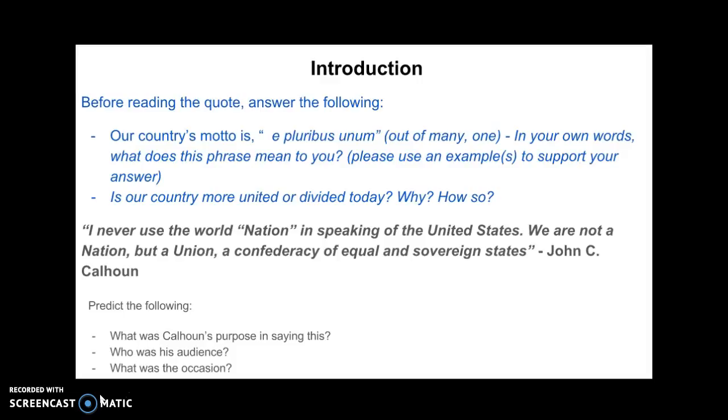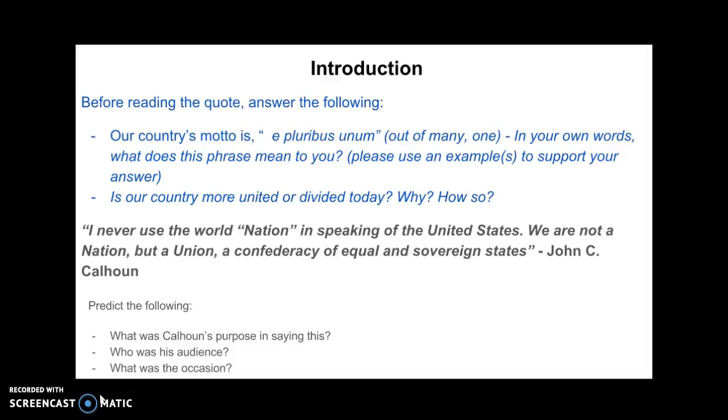To introduce this unit, I have a couple things that I need you to do and discuss with your partners. Remember, anytime I ask you to discuss and write down, you can also pause the video and complete the assignment and then resume playing the lecture. So I have a quote from John C. Calhoun, but before I want you to read that quote, I want you to answer the following questions that are in blue. The first one is dealing with our country's motto. Our country's motto, and this is on all the currency, is E pluribus unum, which means out of many, one.